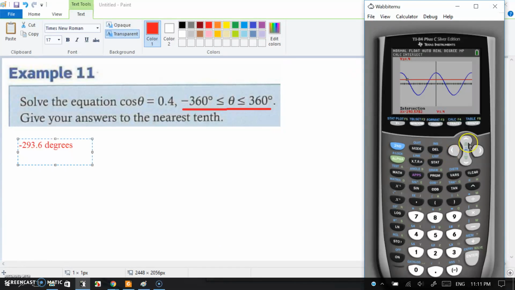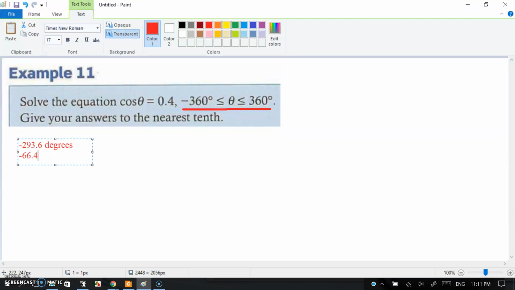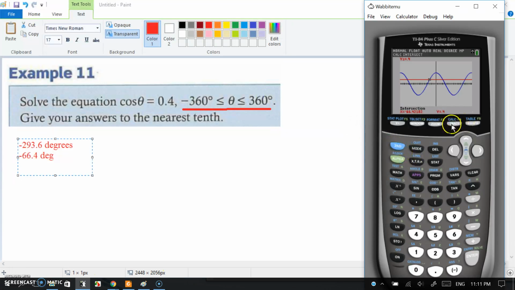For the next one, I just have to repeat the steps: intersect, the first curve is the blue one, the second curve is the red one, and a guess value. The second angle is negative 66.4 degrees. We just repeat the steps again, and then we have 66.4. So we have one more over there.